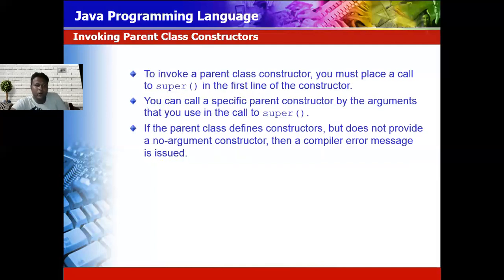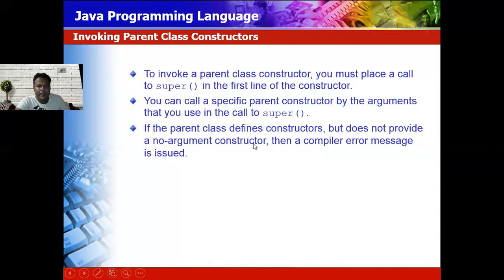Now, to invoke a parent class constructor: the constructor is not inherited, you can only call the constructor from the child class. For calling it in the child class, in the child class constructor's first line write the super method. When you write the super method, the parent class constructor is called in the child class. You can call a specific parent constructor by the arguments that you use in the super call.